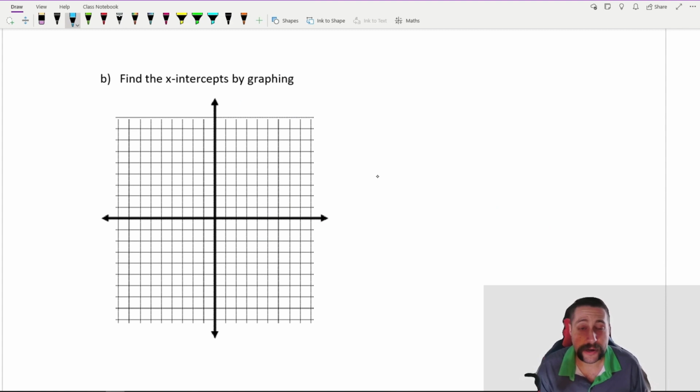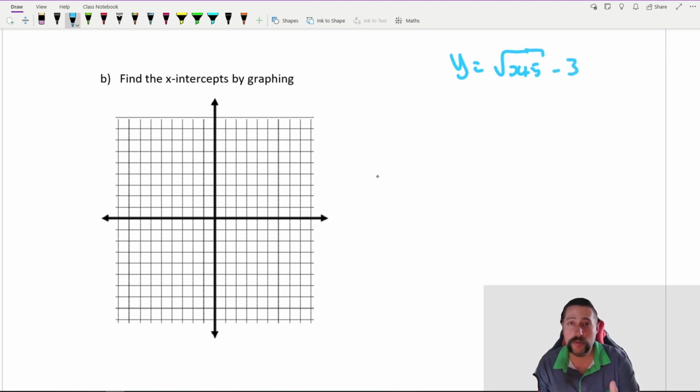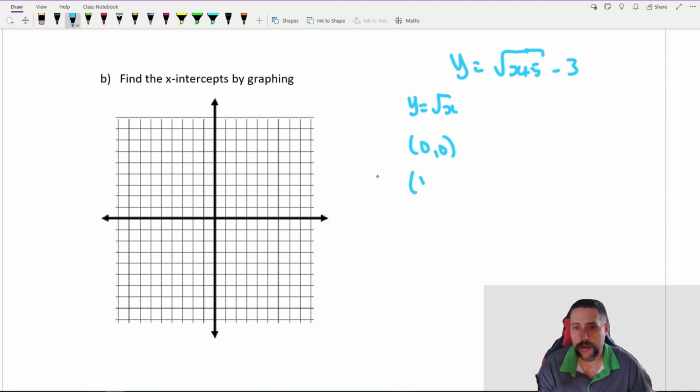Find the x-intercepts by graphing. So what we'll do is we'll graph this: y is equal to the root of x plus 5 minus 3. So again, what we can do is we can say, well, what's happened to this graph, right? So for our regular y equals the root of x, we have 0, 0, 1 and 1, 4 and 2, 9 and 3.